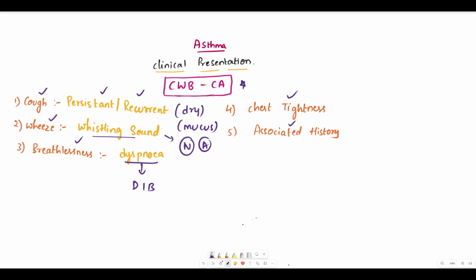Also, there are certain variable symptoms which will usually be episodic, like on and off symptoms can be seen. Then we have A, which is associated symptoms, any kind of associated history, like if any of the family members have a history of asthma, in such conditions this can occur.